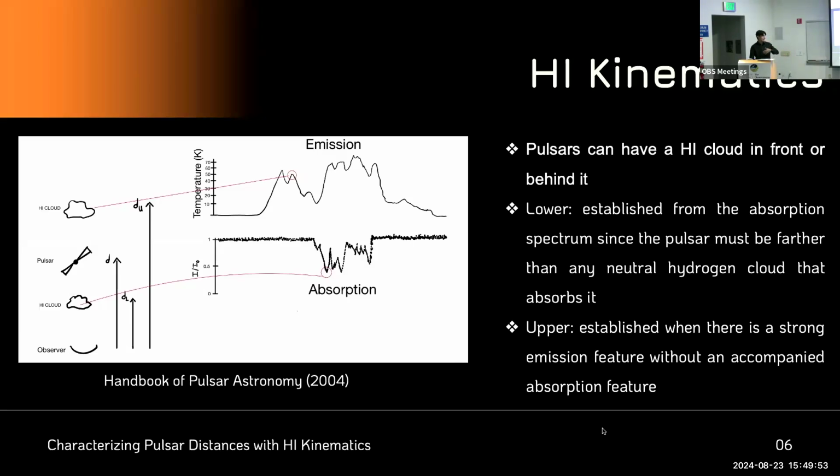And then we can establish whether there's an upper bound H1 cloud when we look at both the emission spectra and the absorption spectra, and we notice a feature on the emission spectra without an accompanying feature on the absorption spectra. That's mainly because the H1 cloud isn't absorbing anything from the pulsar, but it's emitting something from behind the pulsar.